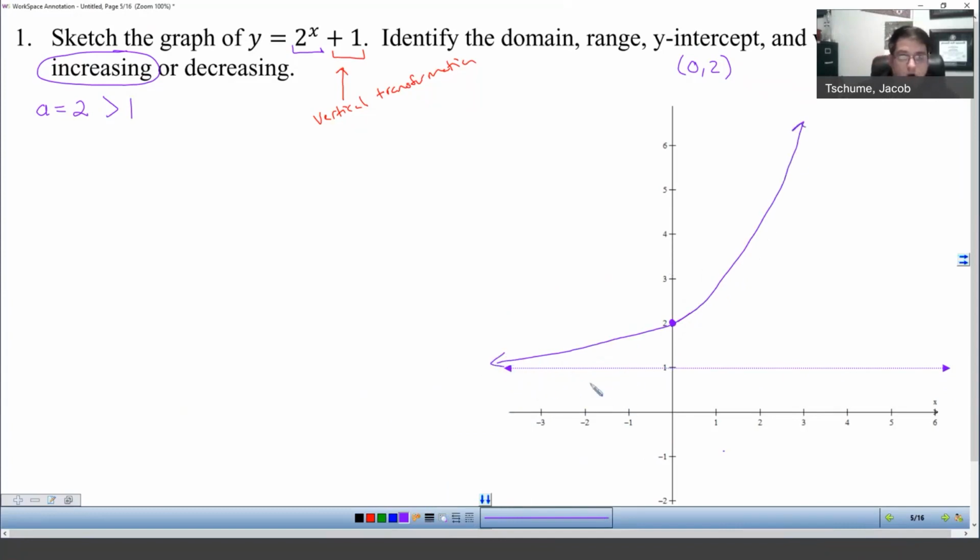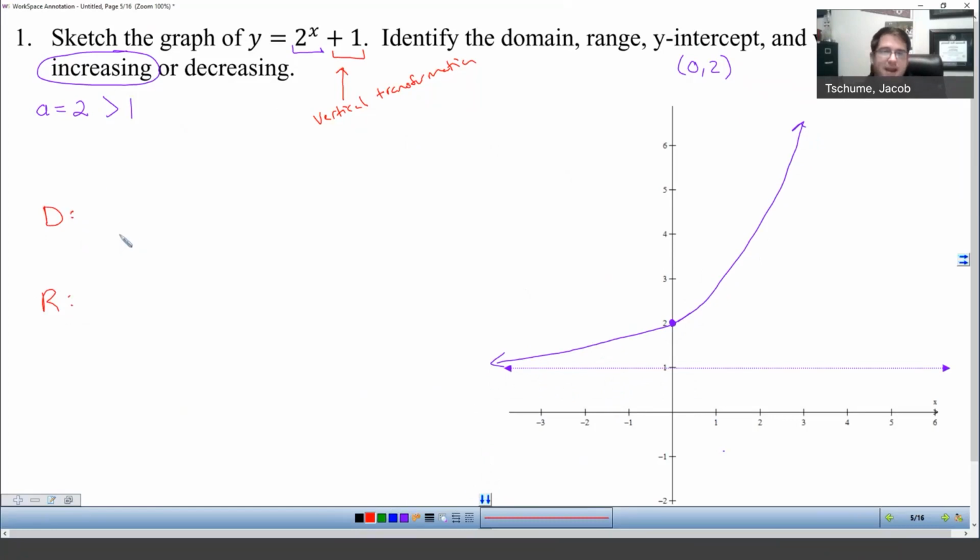Now, in the real problems on your homework, that dotted line will not be there, but I'm using it as a reference to know how high and how low the graph can go. So now the only two questions I haven't answered yet are domain and range. So we'll answer those over here on the left-hand side.